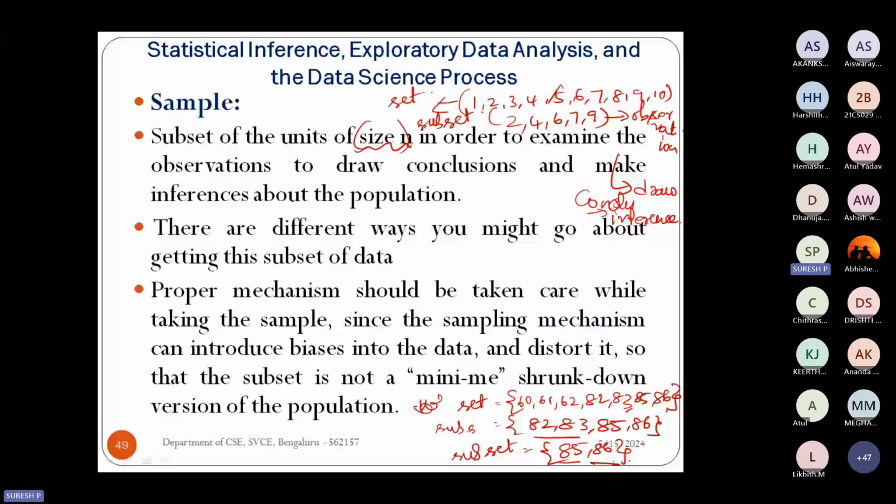Now, when you are getting that particular subset, there are different ways you might go about getting the subset of data. So when you want to get a subset of the data, you have to go with a different mechanism.